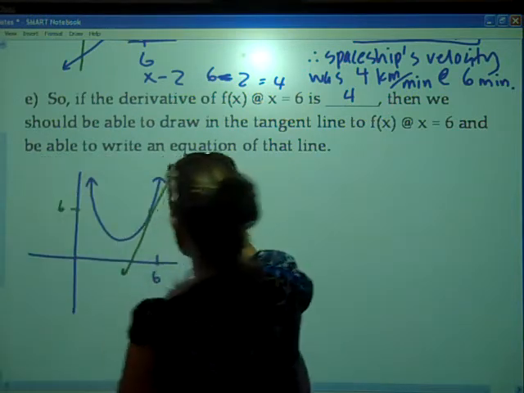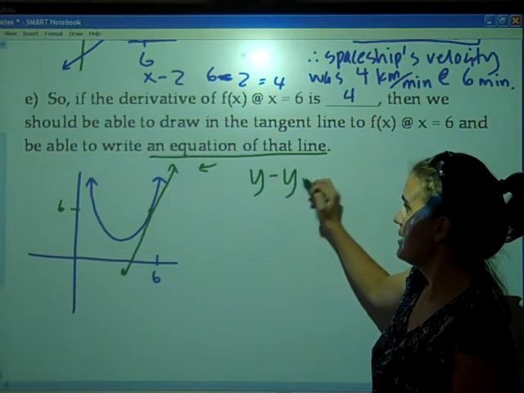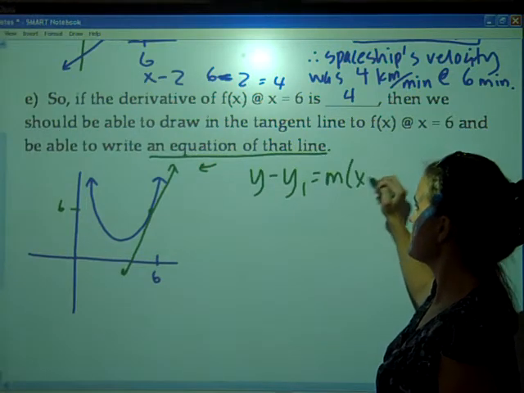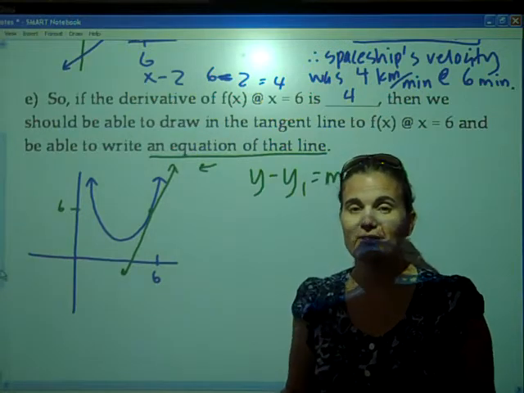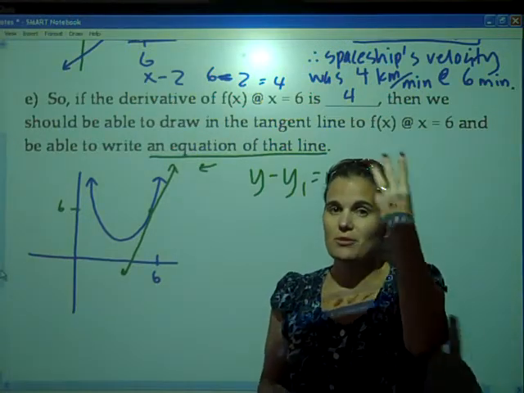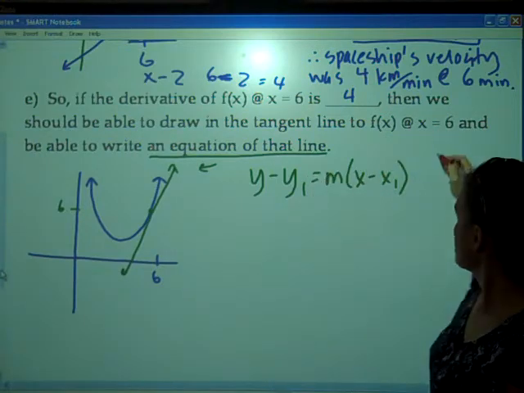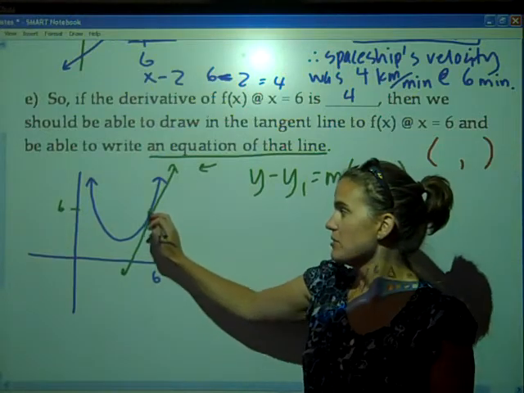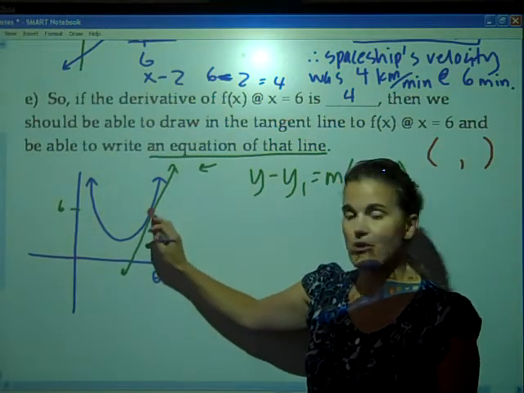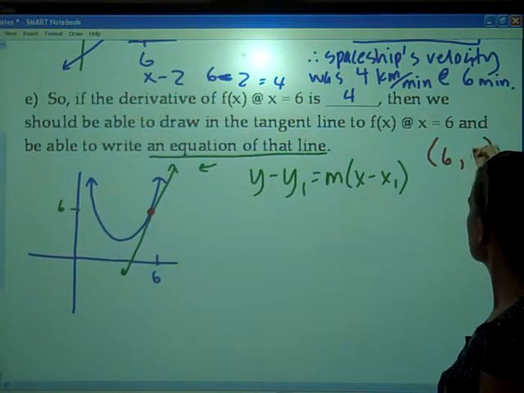So, anytime it asks you to write an equation of that line, I want you to jump right into y minus y sub 1 equals m times x minus x sub 1. You're going to do this so often throughout the year. So you need to remember that you need 3 inputs: the x, the y, and the slope. So x comma y is the point at which you're tangent to along your curve. In this case, it's 6 comma 6.